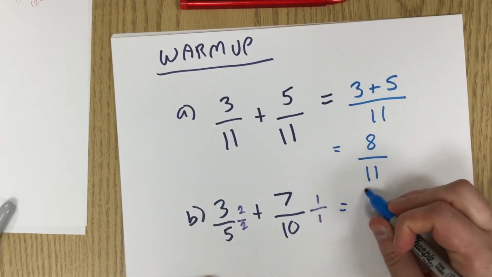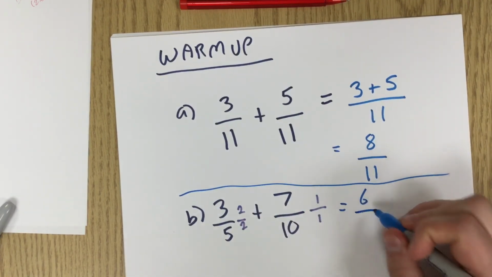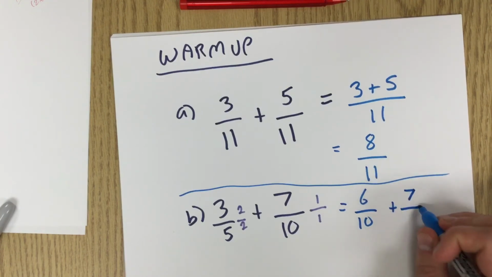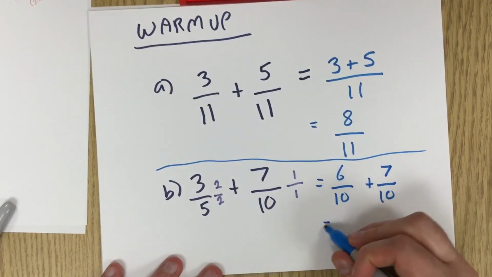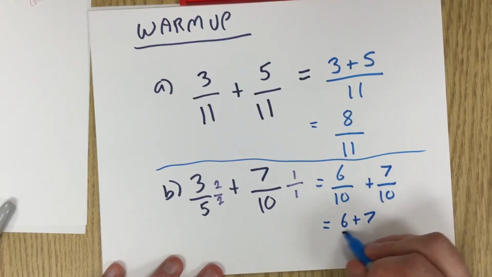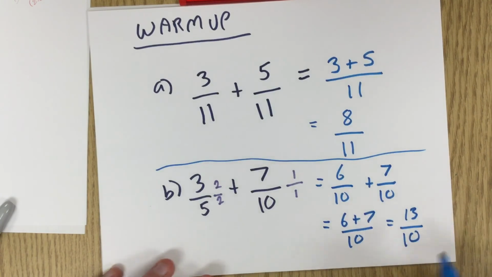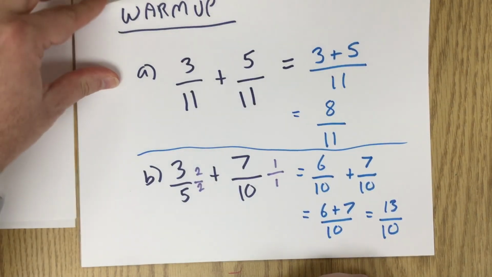3 times 2 is 6 over 10, plus 7 times 1 is 7 over 10. And 6 over 10 plus 7 over 10 is 6 plus 7 over 10, which is 13 over 10. This is an improper fraction, but you could keep it like that. We're not going to be turning it into mixed fractions because mixed fractions are kind of useless.